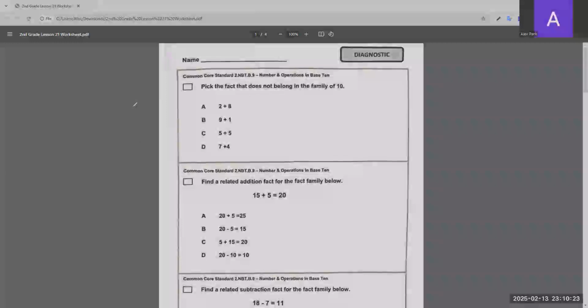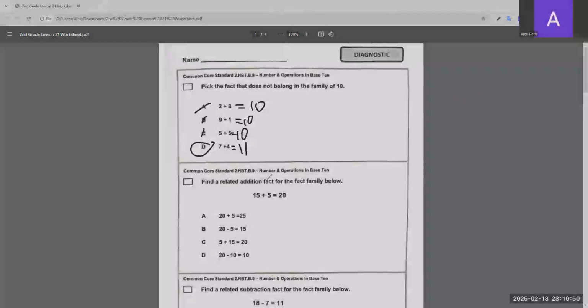So let's test out all these equations to see if it adds up to 10 or not. A, 2 plus 8, that equals 10. So A doesn't work. B, 9 plus 1, that also adds up to 10, so that wouldn't work. C, 5 plus 5 also adds up to 10, so that's incorrect. And D, 7 plus 4, which adds up to 11, so that's the answer.